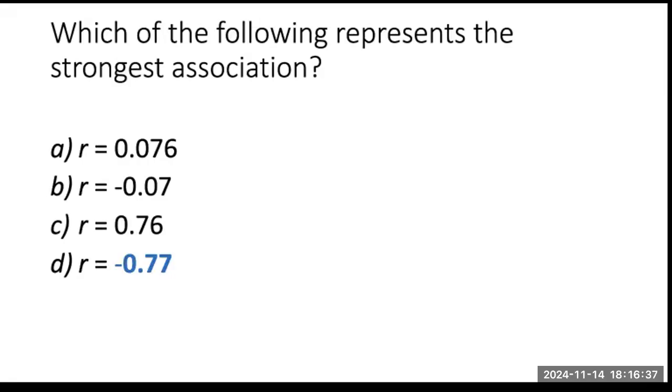It is negative 0.77. And that is because if you were to put these values on a number line, 0.77 is the furthest away from zero. Make sure you keep track of the place values in decimals. Sometimes that tricks people. The negative, remember, does not make a difference in terms of how strong it is. It just says whether the values are moving in the same direction or opposite directions. But the actual value, 0.77, is the furthest away from zero, and therefore it is the strongest correlation.